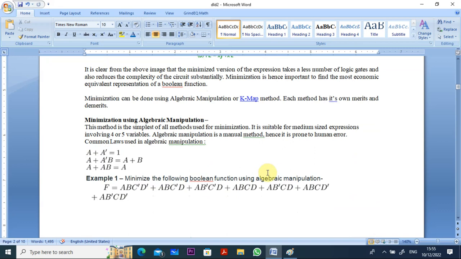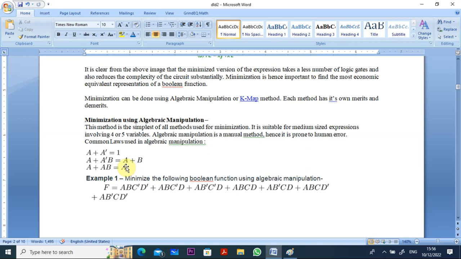For this minimizing using algebraic manipulations, we have to remember certain important things. What are they? First, a plus complement of a is equal to 1. That you have to remember. And a plus complement of a into b becomes a plus b. Similarly, a plus ab becomes a. These are the things to remember.